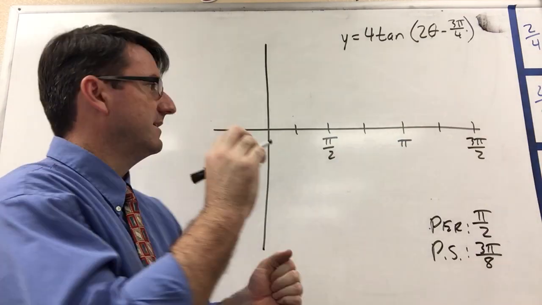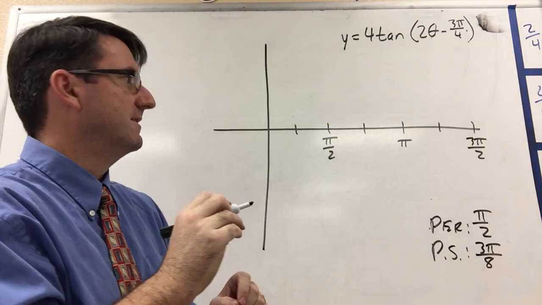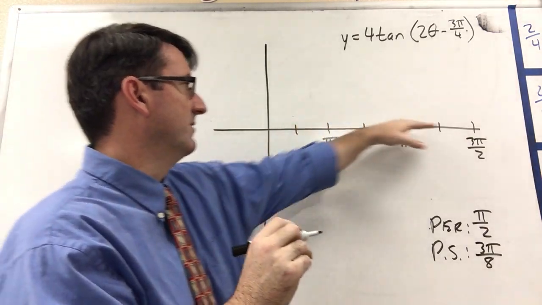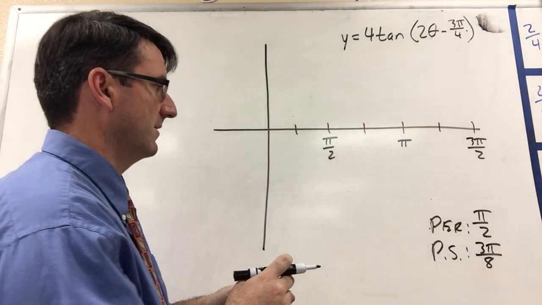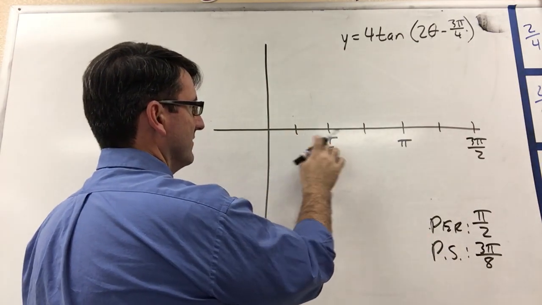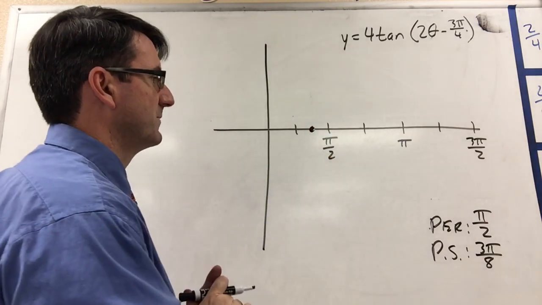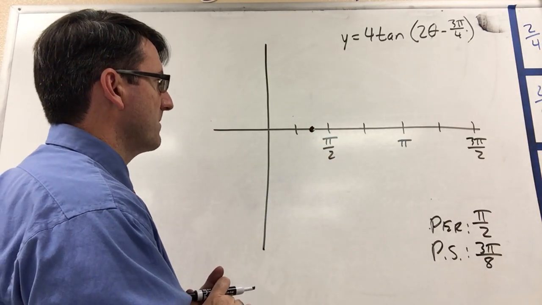So tangent starts on the midline. At the phase shift, it's going to be crossing the midline, which is going to be right at y equals 0. So at this phase shift, we're at 3 pi over 8, which is halfway between pi over 4 and pi over 2. So our first point is going to be right there.